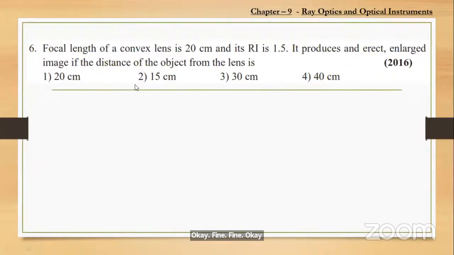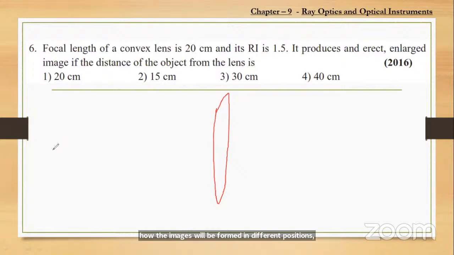Okay, yes, someone has guessed answer B. You can see that when it comes to the lenses, how the images will be formed in different positions. So you can look into that.